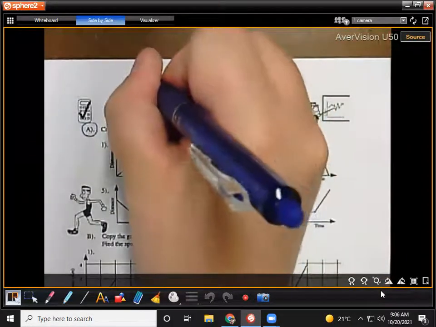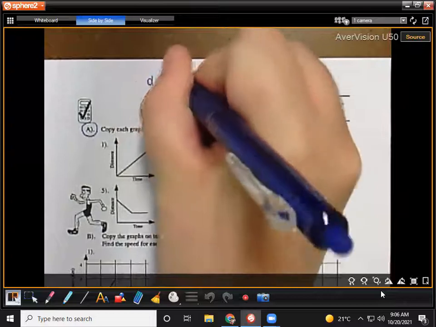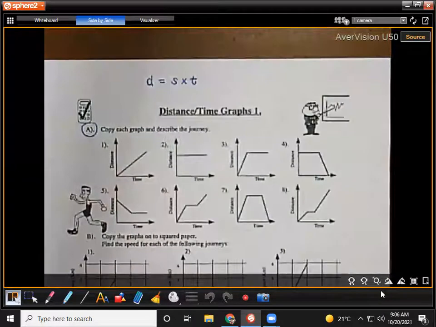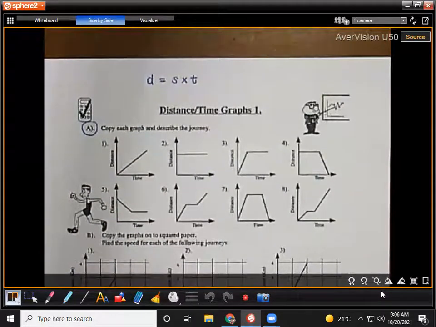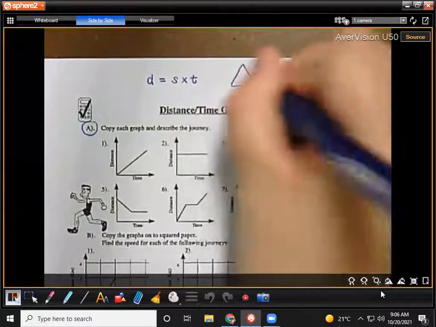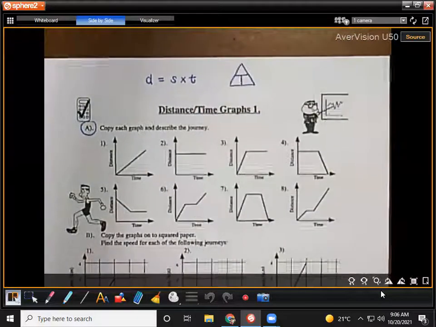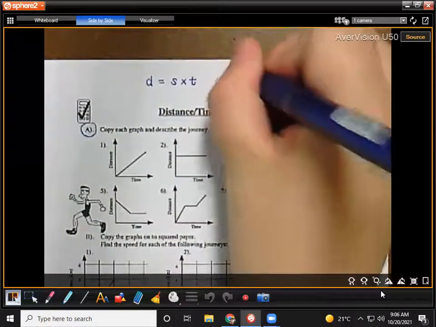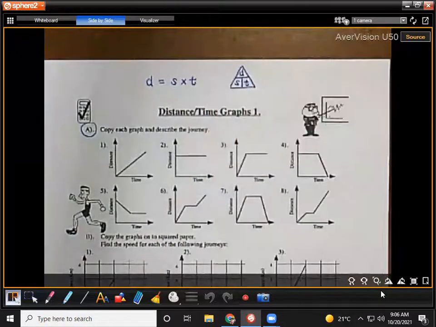Sorry, let me actually do this. Distance is equal to speed times time. Do we know this formula? Write that down quickly. Do you guys know that triangle? Should you learn it like that? The distance speed time triangle, the DST triangle. Let me show you quickly. If you have a triangle, you can split it up into 3 sections like that. And then D, S, T. So the D is the top, and then S and T, like that. That's how you would remember how to put them in.